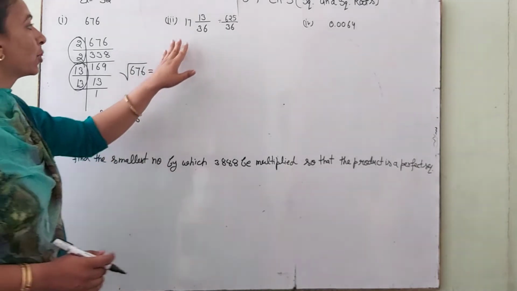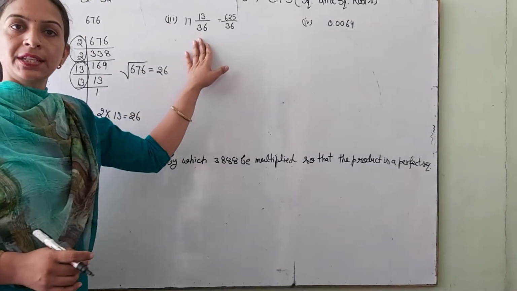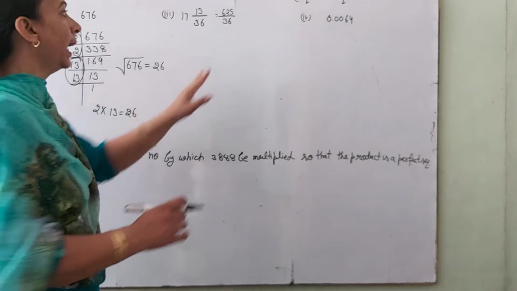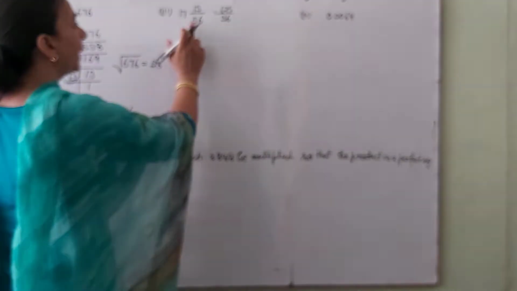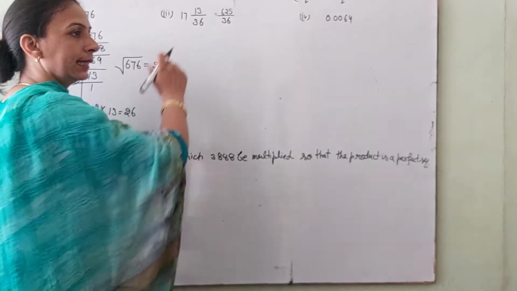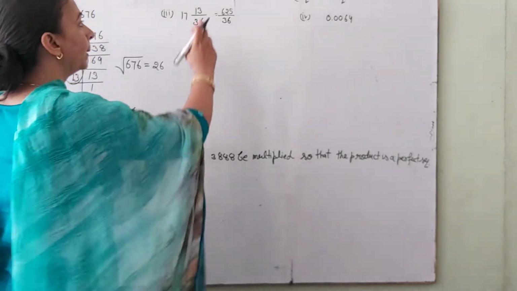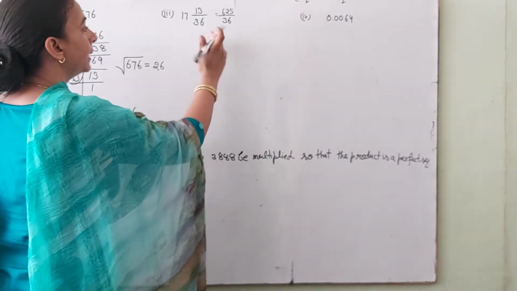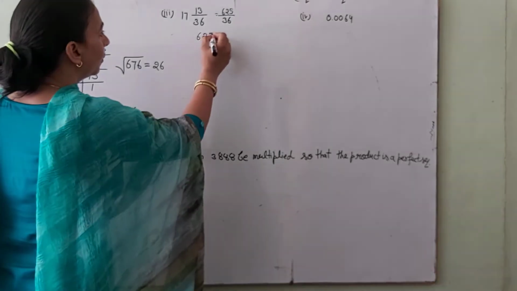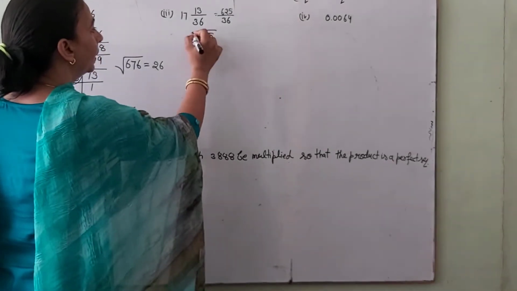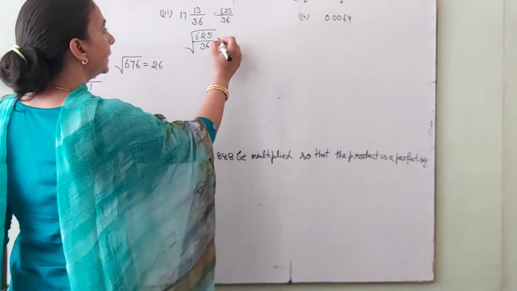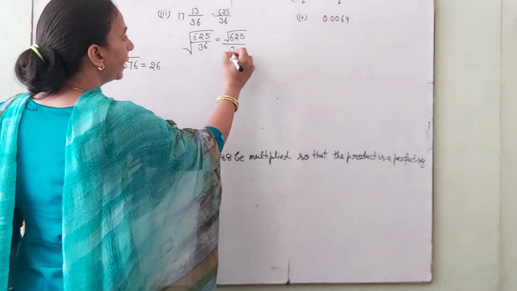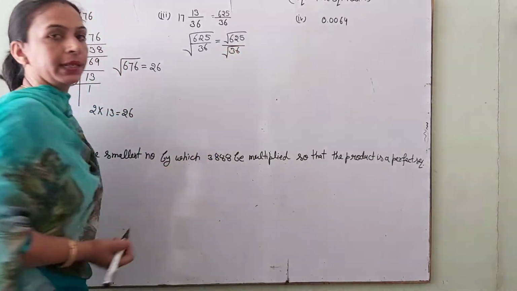The next question is a mixed fraction. First we convert it into a simple fraction. Multiplying 17 and 36 gives 612, plus 13 gives 625, so it is 625 divided by 36. We write the square root of 625 divided by the square root of 36.